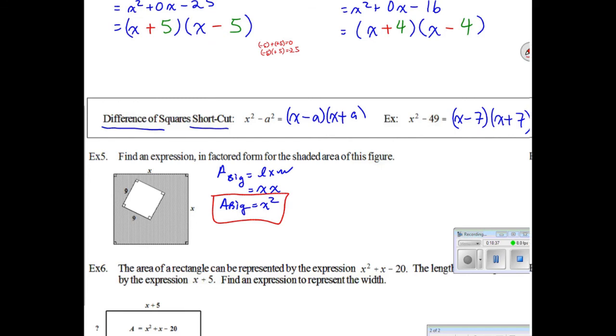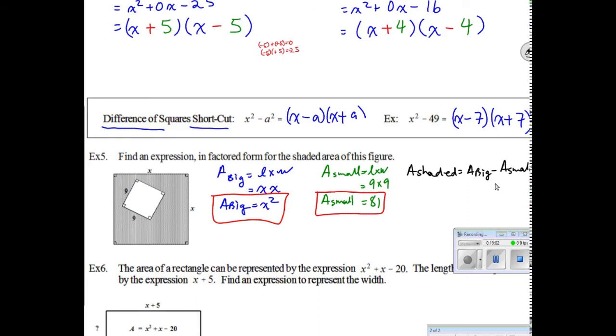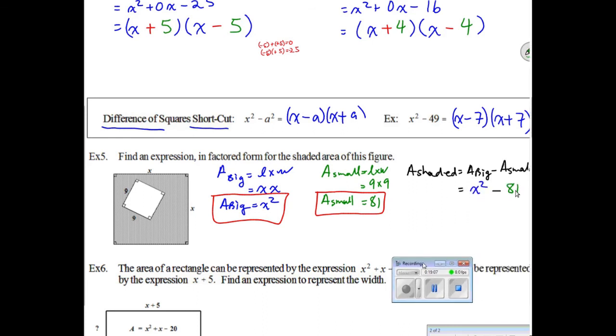So now, what's the area of the small section? Okay, so the area of the small section is still length times width, right? But the area of the small section is this little bit here. So that means the area is just 81. So here's the final expression that shows me the area of the shaded portion. You're just going to go area of big minus the area of the small, which is x squared minus 81.